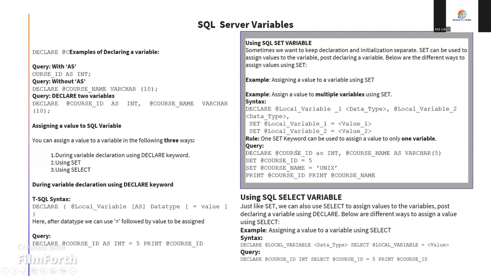So here you're defining more than one variable. You can put another one, set maybe local variable 3 equal to value 3. And you can define here, maybe set course description or course instructor name as ABC.